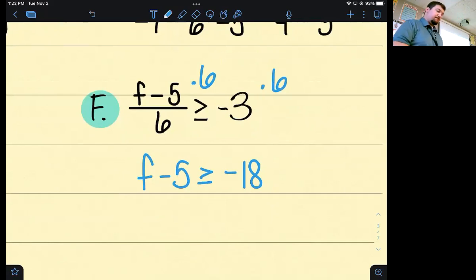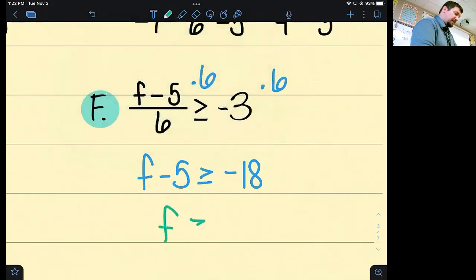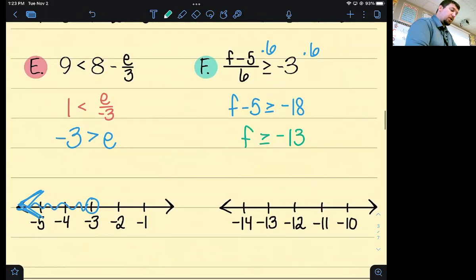Seth, what do I do now? Okay, and Seth, when I add 5, I'll get F is greater than or equal to, good. So I'm going to put a closed circle around -13. And since F is bigger, I'm going to shade to the right.